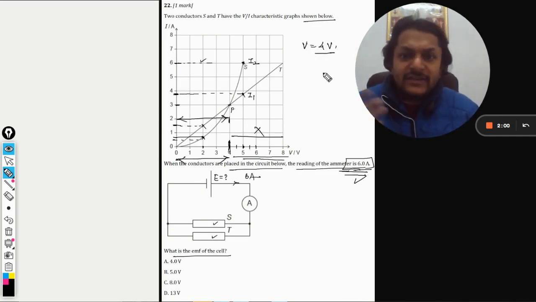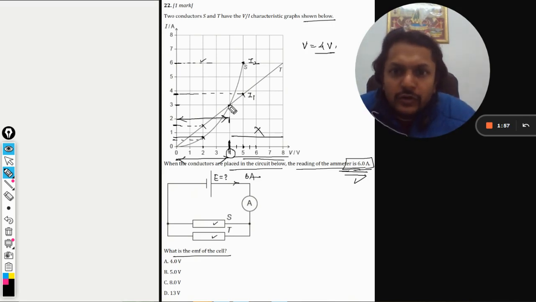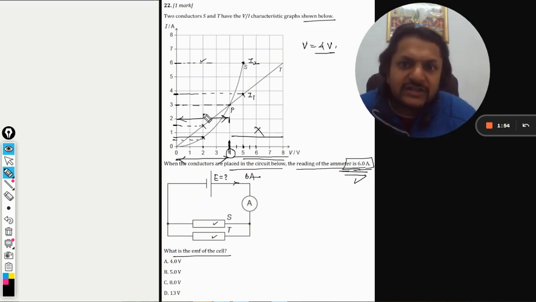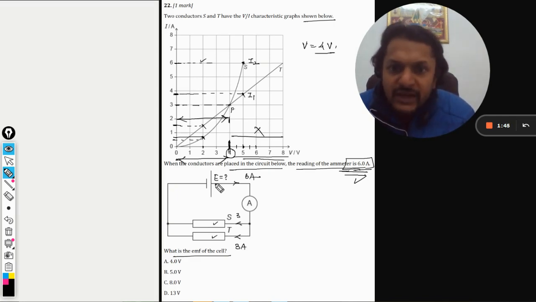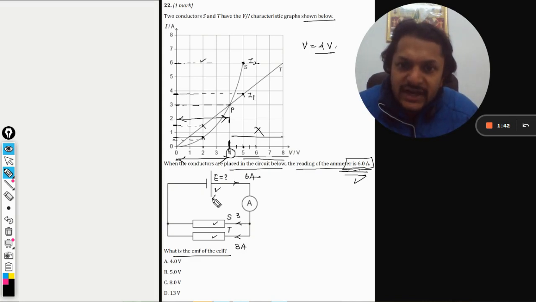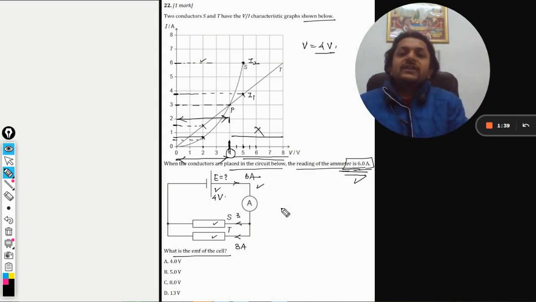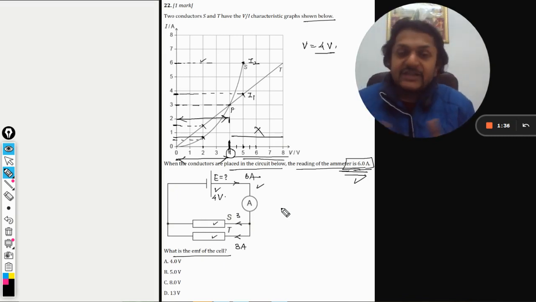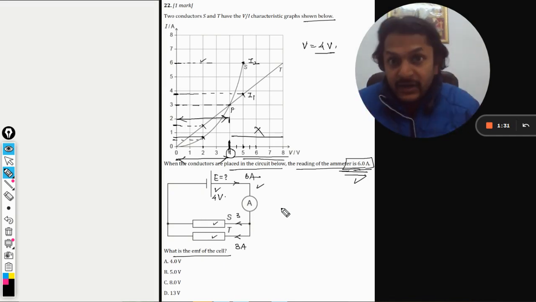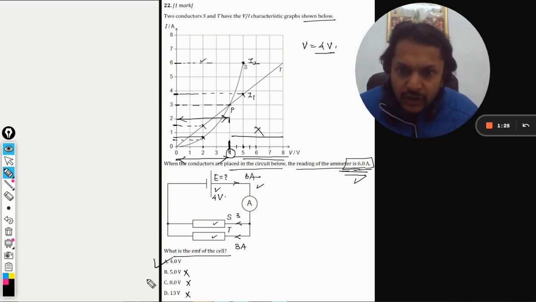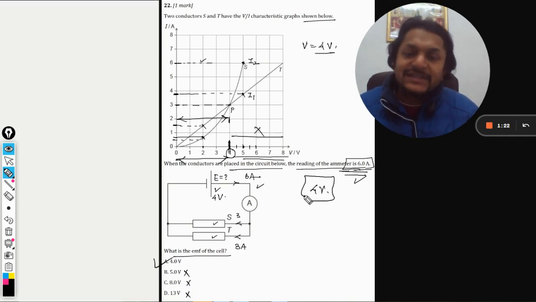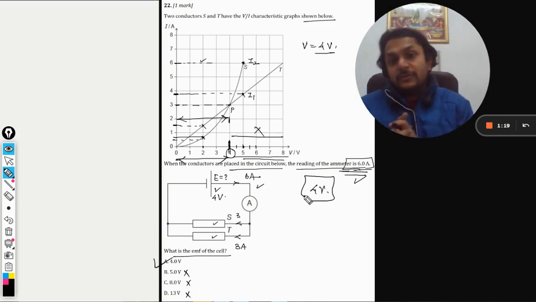Now let us try, is it correct or not? If the battery is 4 volt, what is the current in both of the conductors? Both of the conductors are having 3 ampere current each. So 3 ampere goes into this, 3 ampere goes into this, and both of them are having the same potential equal to each other, that is the 4 volt. And also the total current in the ammeter will be equal to 6 in that case. So particularly for that value, we are having favorable conditions. Otherwise these conditions are not possible. So 5 is wrong, 8 is wrong, 13 is wrong, and the answer is 4 volts. So this is the correct explanation for this question.